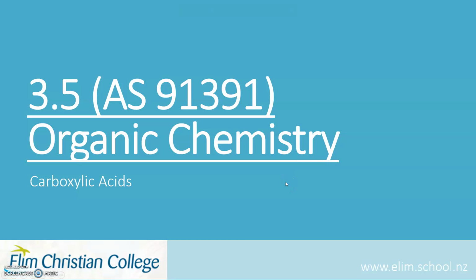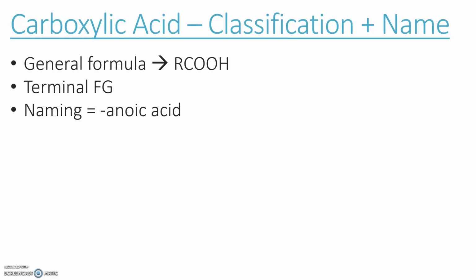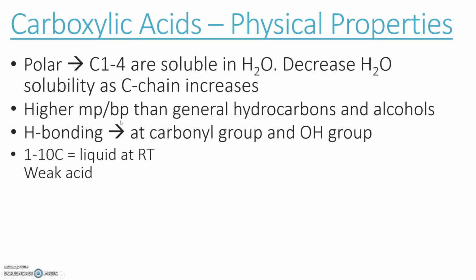Okay, carboxylic acids, another type of organic molecule. The general formula is the alkyl group and then COOH. They have a terminal functional group, which means the functional group, the COOH, has to be at the end of the carbon chain. It can't be in the middle. And the naming is enoic acid: methanoic acid, ethanoic acid, propanoic acid, and so on.